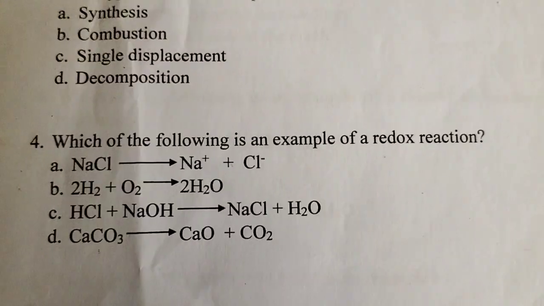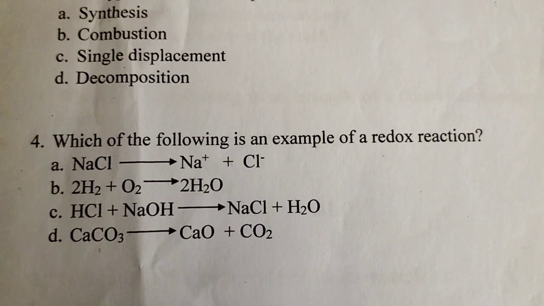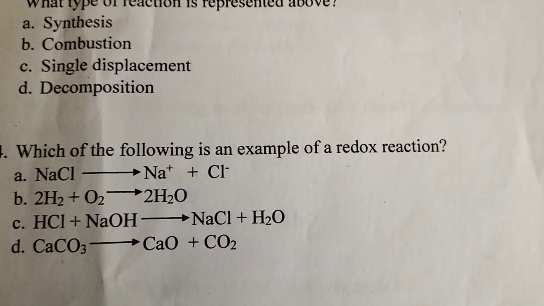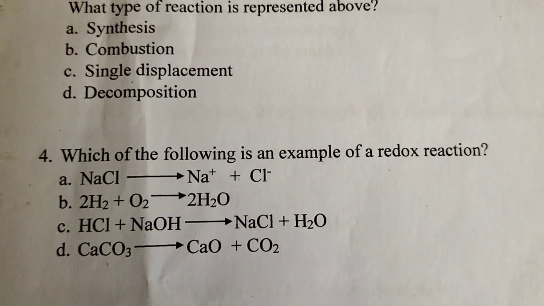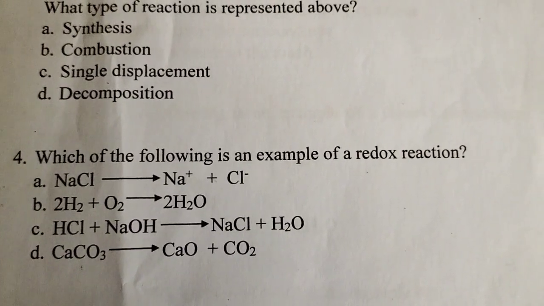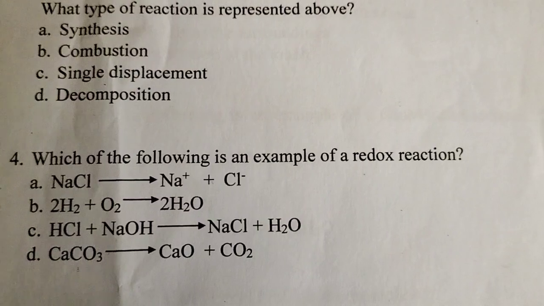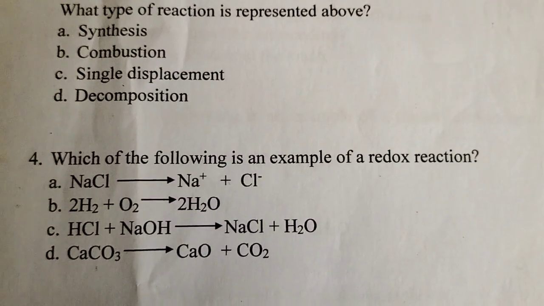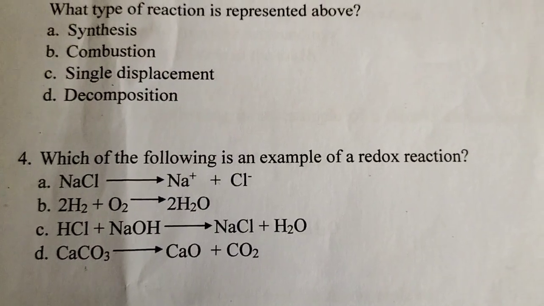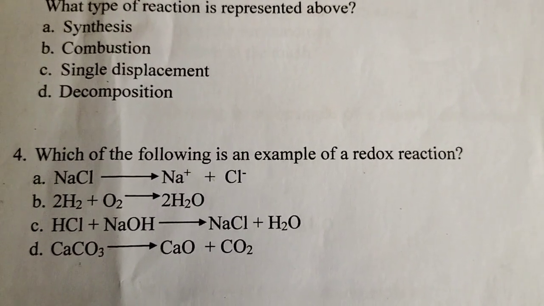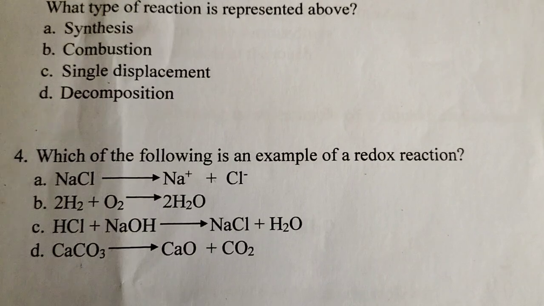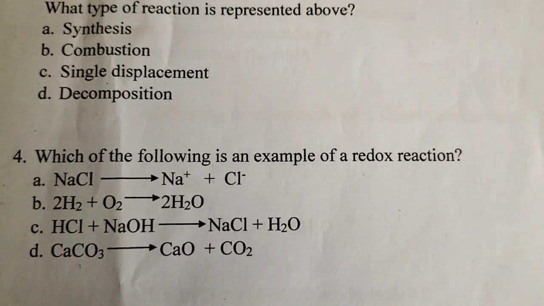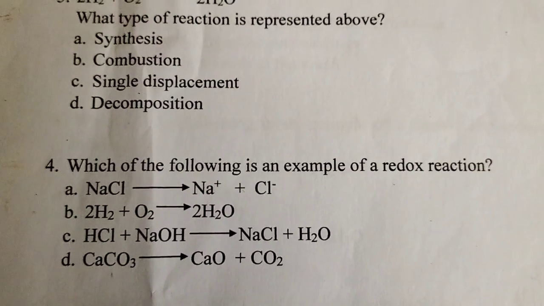Option B is correct. Number 4 says, which of the following is an example of redox reaction: A. Sodium chloride breaking into sodium ion and chloride ion. B. Hydrogen combined with oxygen giving us water. C. HCl plus sodium hydroxide giving us sodium chloride and water. D. Calcium carbonate decomposing to calcium oxide and CO2. The answer is B.